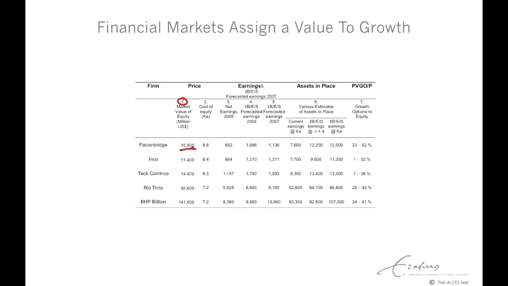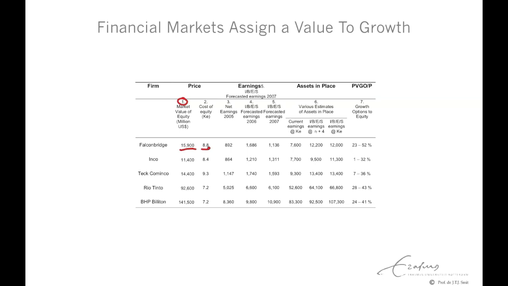Second, we have to estimate the value of assets in place. We have to estimate the discount rate and we have to make a scenario of cash inflows, often estimated as an annuity. The cost of equity can also be estimated at financial markets. And here we have an estimation for Falconbridge of 8.8% as the discount rate of the future earnings.